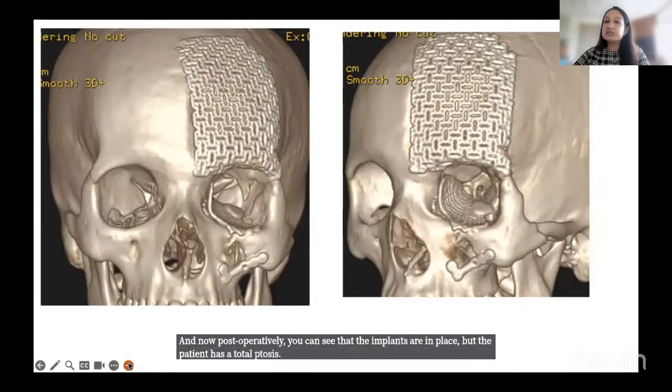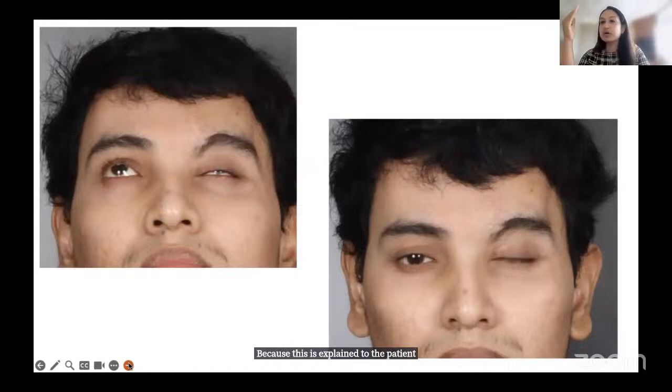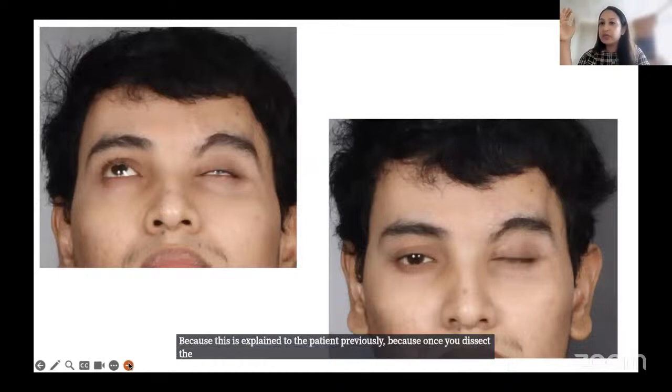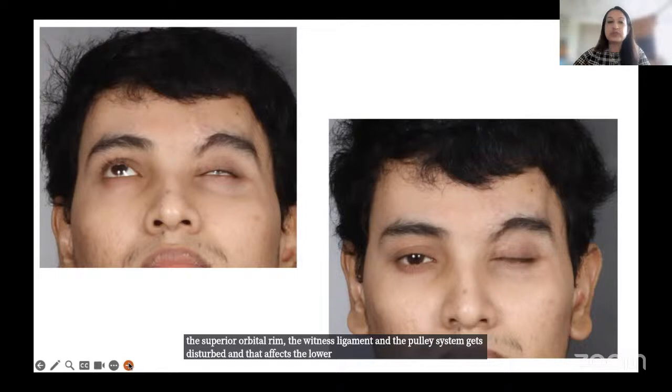This was explained to the patient previously, because once you dissect the superior orbital rim, the Whitnall's ligament and the pulley system gets disturbed, and that affects the lower eyelid position, and the patient develops a total ptosis.